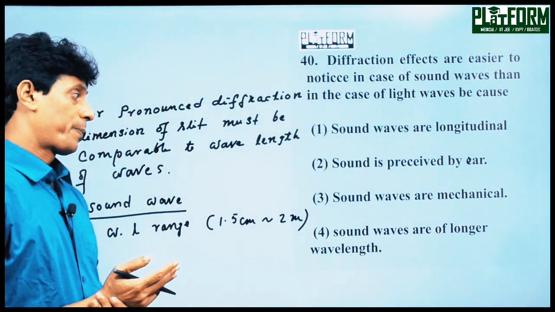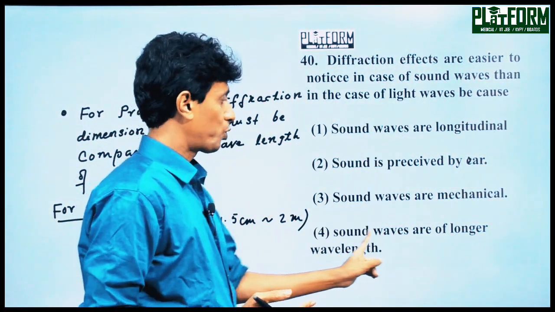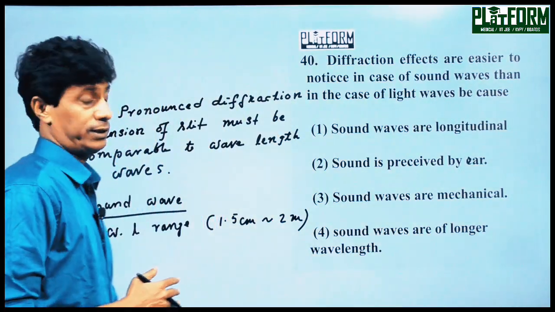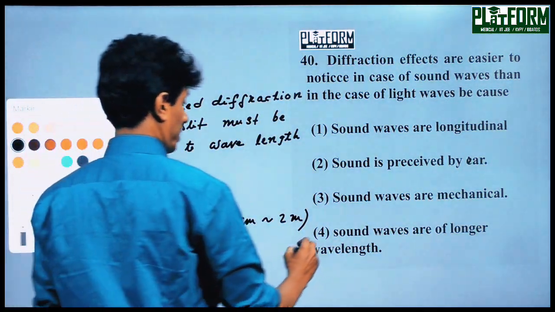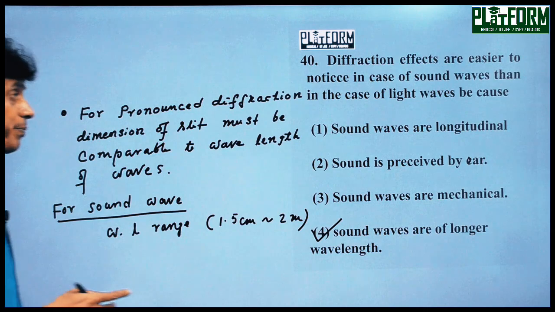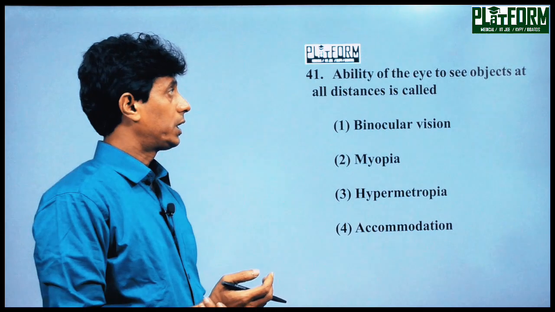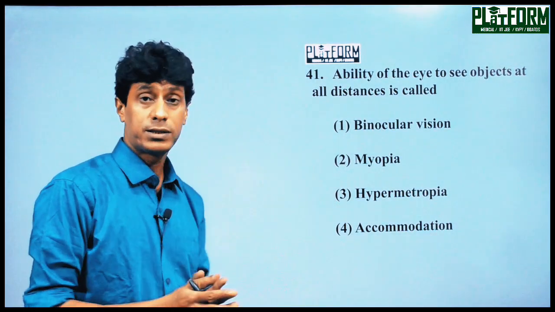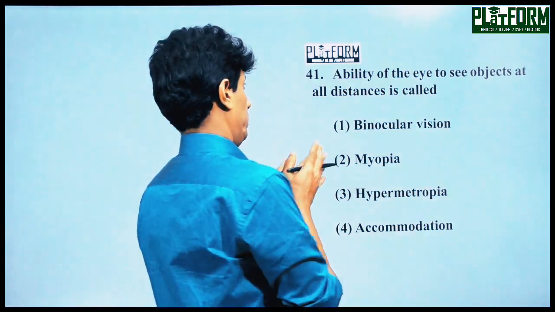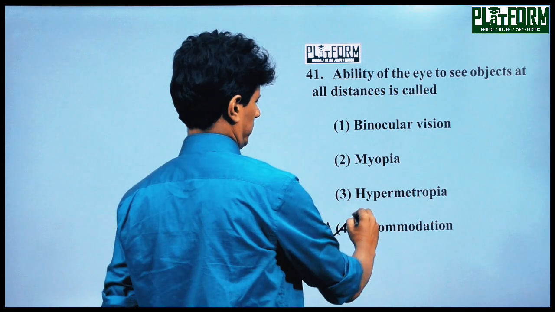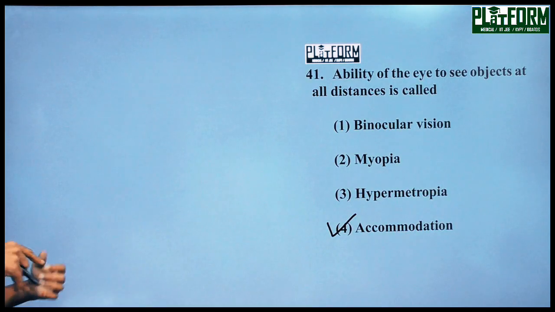So this is why diffraction effects are easier to notice in the case of sound waves, because sound waves have a longer wavelength than light. So 4 is the correct option here. Next problem. Ability of eye to see objects at all distances is called accommodation. So this is a very basic question asked. Next problem.